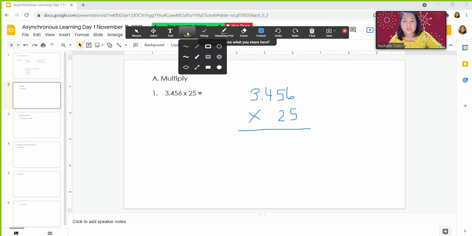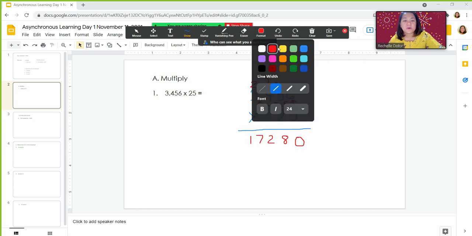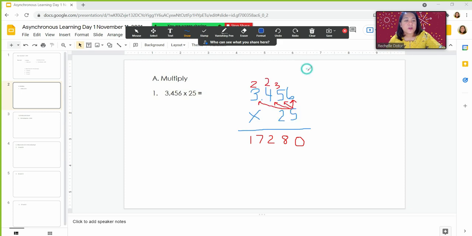I would like to use a different color just for you to see it. 5 times 6 is 30, 0 carry 3. 5 times 5 is 25, plus 3 is 28. Carry 2. 5 times 4 is 20, plus 2 is 22. 5 times 3 is 15, plus 2 is 17. Alright, so I will cancel all those numbers for you not to get confused.